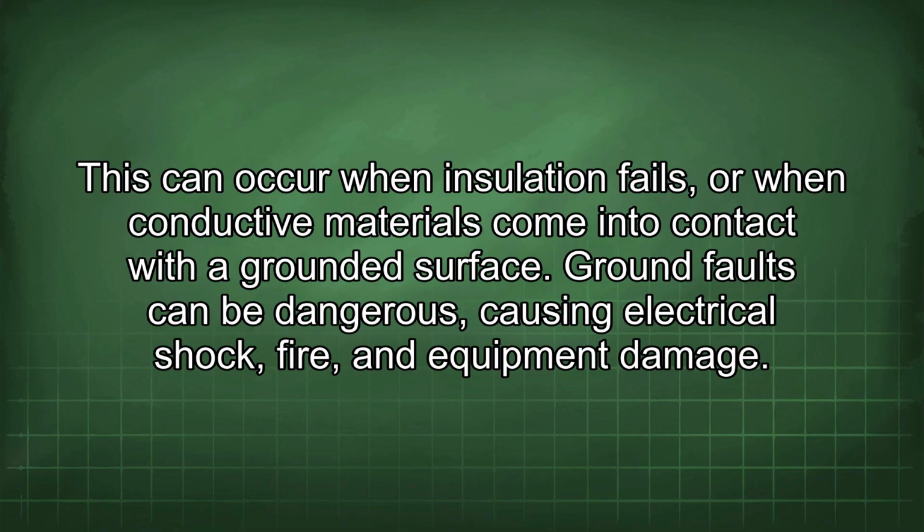A ground fault is an unintentional electrical path between a source of current and ground. This can occur when insulation fails, or when conductive materials come into contact with a grounded surface. Ground faults can be dangerous, causing electrical shock, fire, and equipment damage.